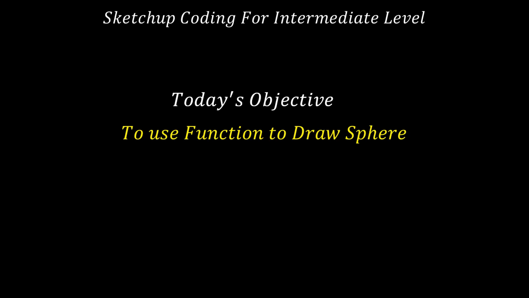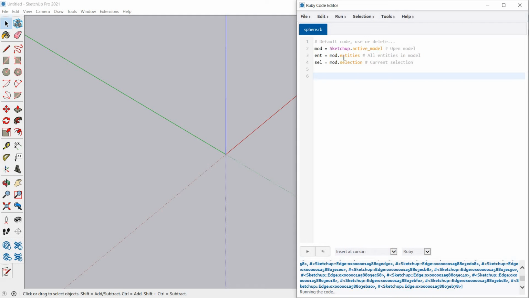So let's get started. As usual, this is the SketchUp model and this is the Ruby code editor. First I am going to define a function. Let's name it drawSphere, and we know we need parameters like the center of the sphere, the radius of the sphere, and we can also assign the name of the sphere which is visible in the model, and then we need the number of segments to be drawn in the sphere, and this will be the end of the function.